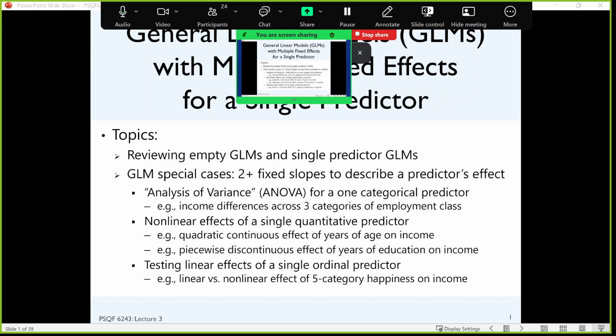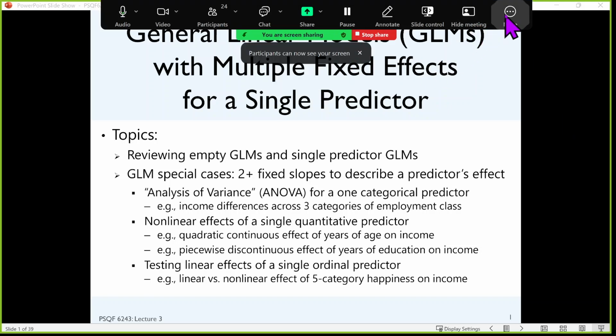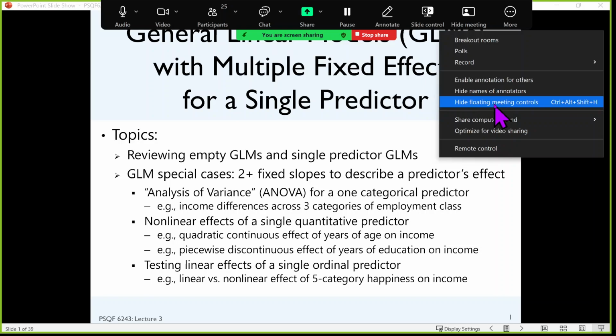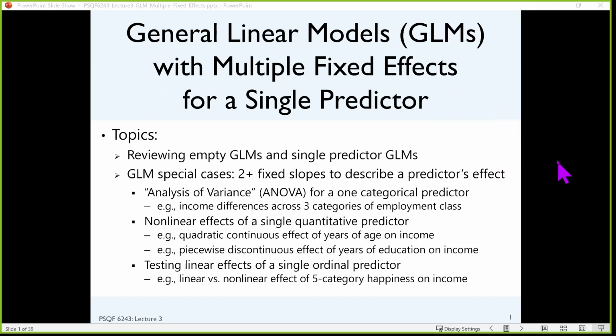And I will continue monitoring the doorbell. Let me move this thingy out of the way. There we go.